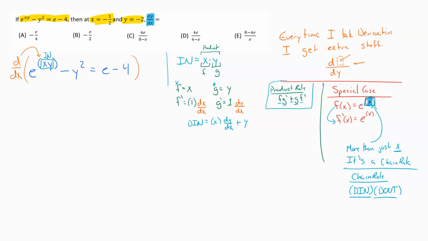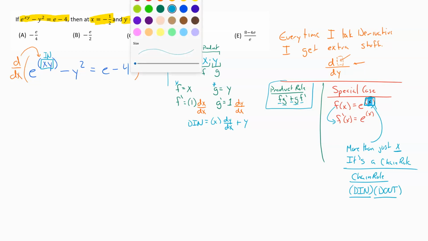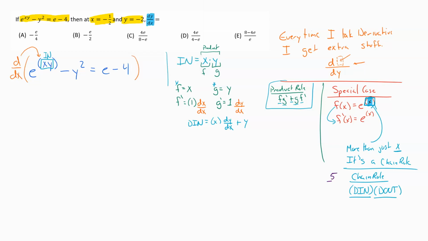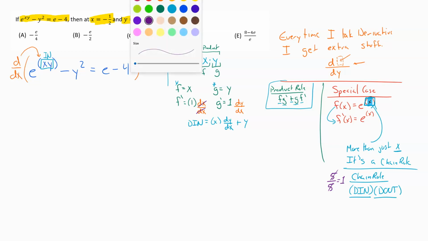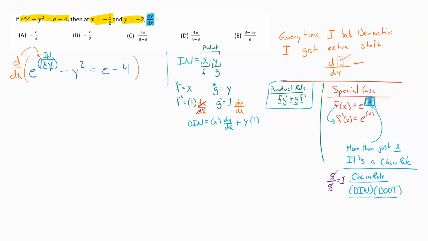When I come and look at f prime, anytime you get a dx over dx, anytime those pieces match up, it's really like having a 5 divided by 5. Those always cancel out. That's really just a 1. So dx over dx will cancel out, and so really I'm left with just 1 in that situation. So there is my d in.